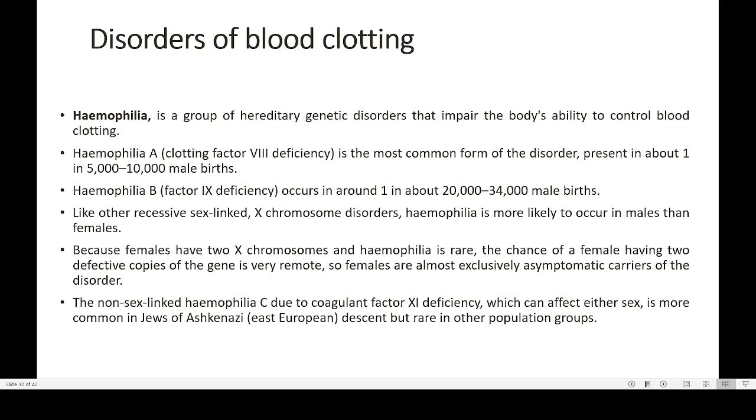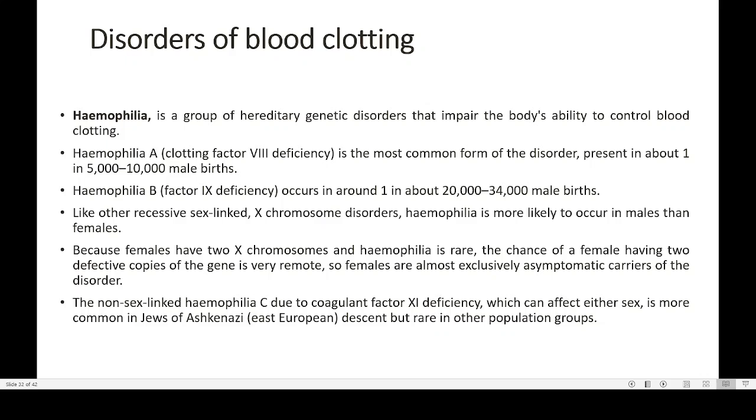Now it's actually defined as a hereditary genetic disorder that impairs, means damages, the body's ability to control blood clotting. So clotting is actually a safety mechanism of our body to prevent the loss of blood. So that mechanism will not be working. There are two categories of hemophilia. The most common is hemophilia A, and that is affecting nearly 1 in 5,000 to 10,000 male births. Out of 5,000 or 10,000 male men born, one may be having this hemophilia.